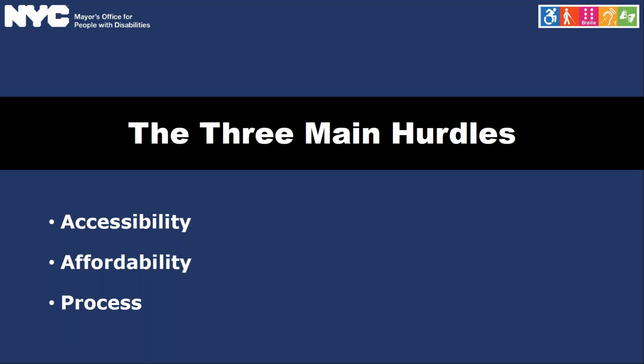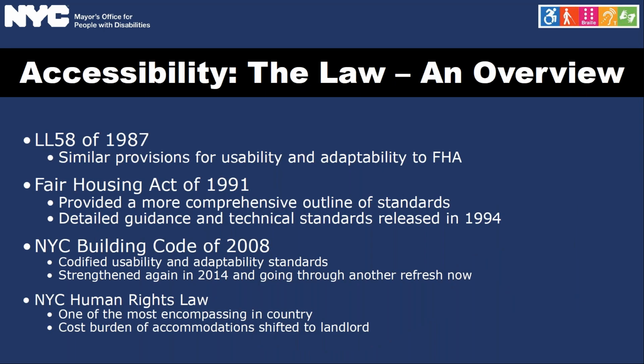Next slide. Let's look at an overview of the laws that govern accessibility, specifically in New York City. So in 1987, we passed a local law that implemented accessibility and adaptability in residential units, new construction, and major renovations. These standards were kind of ahead of their time. They're very similar to what was enacted several years later with the Fair Housing Act. New York apparently was just a little ahead of the game.